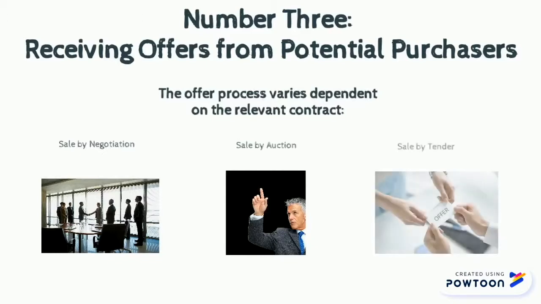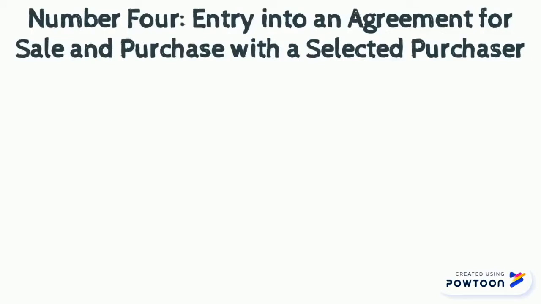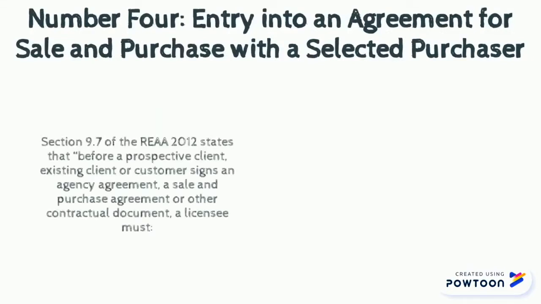With sale by tender, prospective purchasers will prepare and submit confidential written offers to the agent to be considered by the vendor. The prospective purchaser will be provided the specific terms of the tender prior to the offer. Number 4. Entry into an agreement for sale and purchase with a selected purchaser.